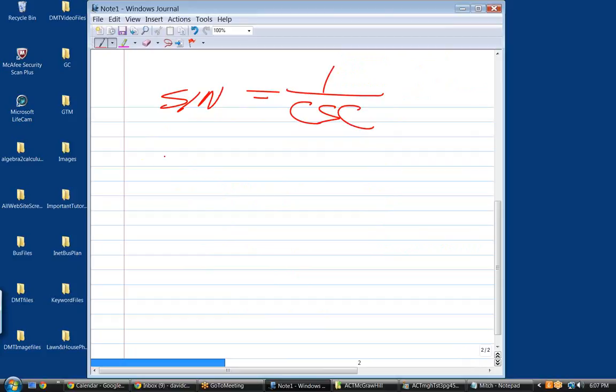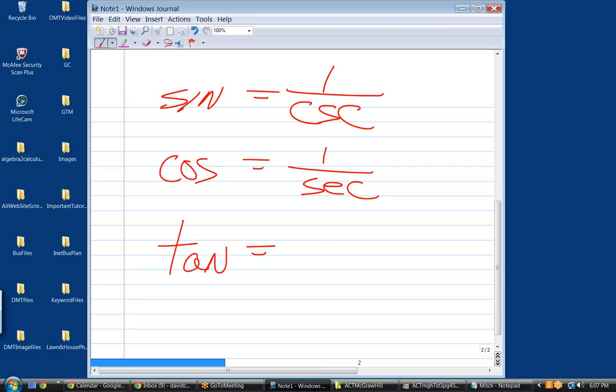I'll give you a nice little method for memorizing these also. I thought I had these memorized, but now my teacher is really confusing me. Okay? These are your reciprocal relationships.